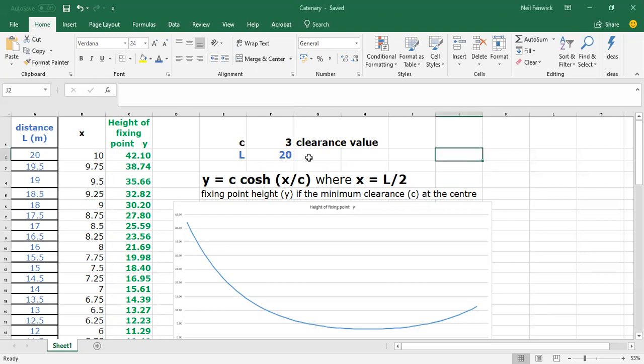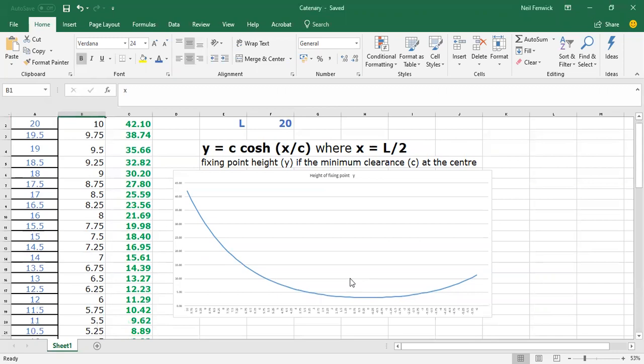If we look at our Excel, on the left-hand column is a table of various distances we want to have between our fixing points. The next column is a table of various x values. So that is the horizontal distance either side of the lowest point.